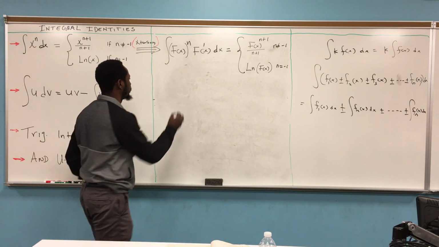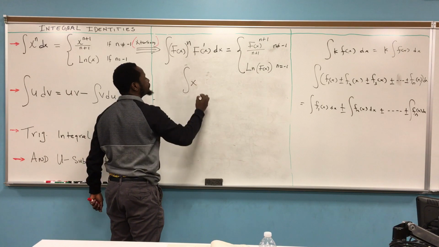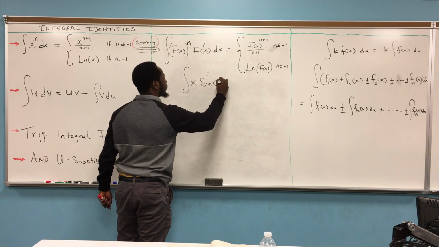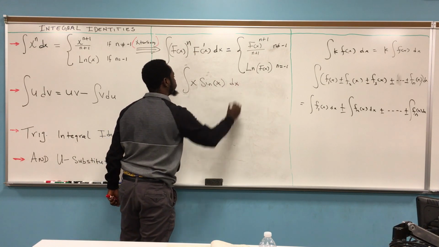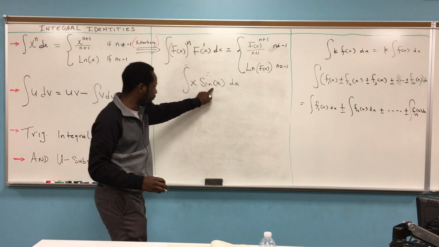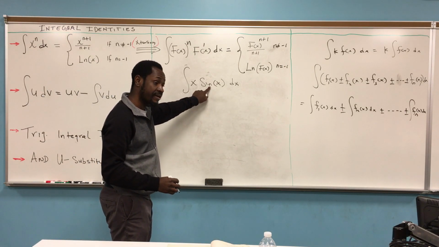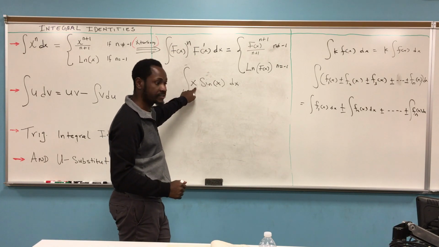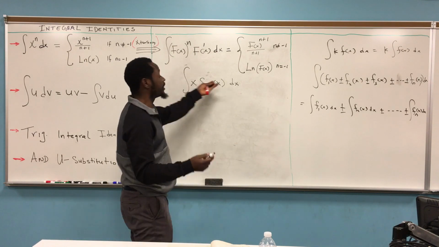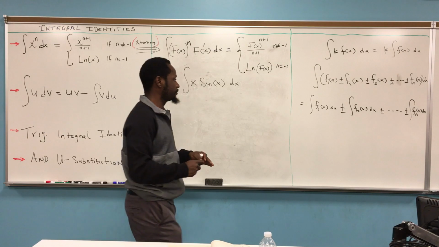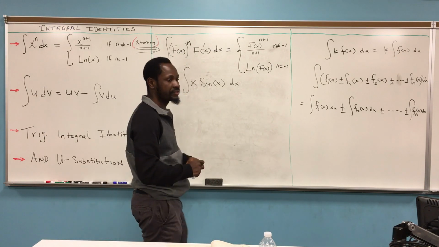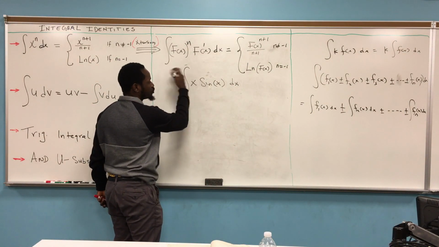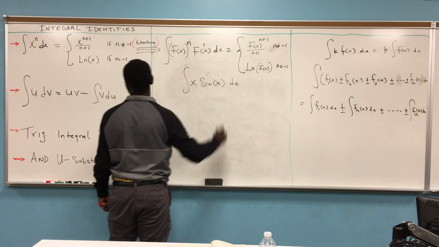Let's say we want to integrate x sine x dx. The derivative of this is cosine. The integral of this is negative cosine. The derivative of this is 1. The integral of this is x squared over 2. They are very different. No similarity between them. But I know that if I differentiate this, it drops out and I will be able to integrate this.